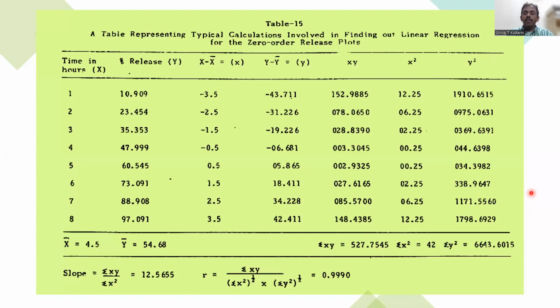Here we have one table which shows how we have to do this regression analysis manually. Anyway, I am sharing this PPT with Dr. Nitin. Later, it can be shared among the students also, so that they can see this table and try to do it manually.